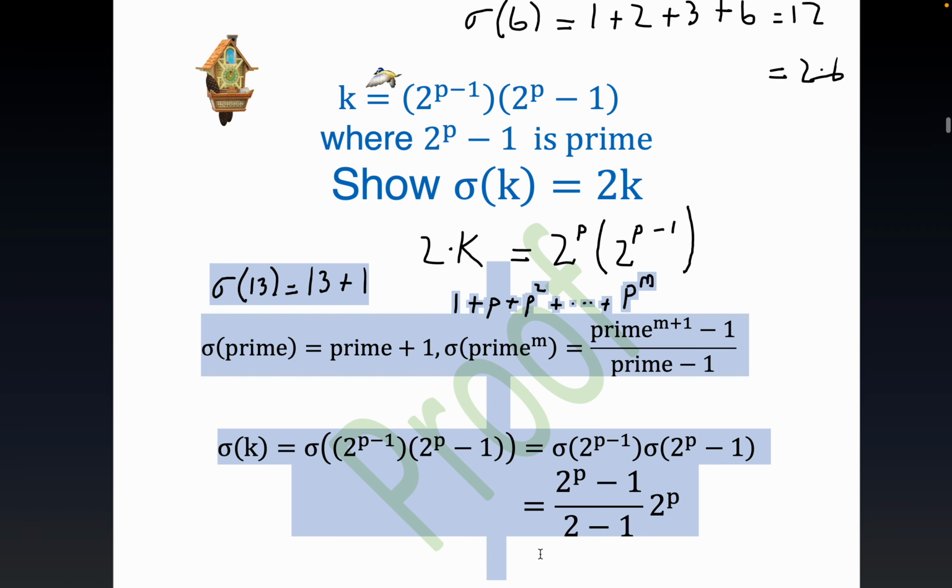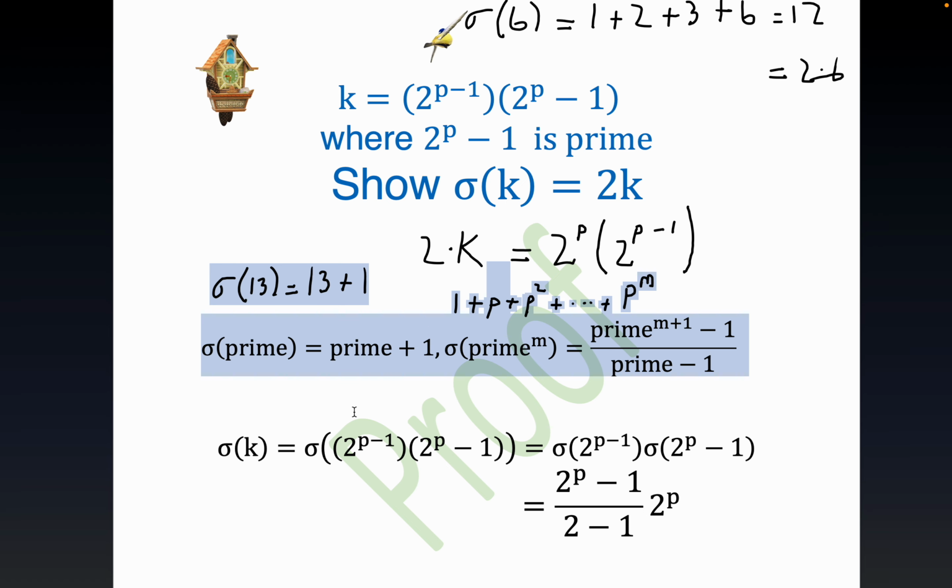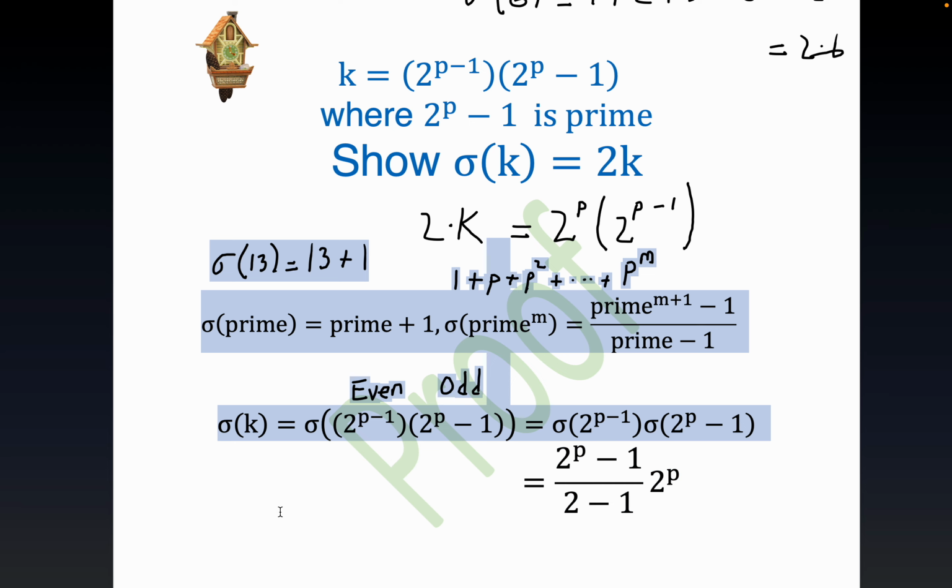Also something quite useful here is to notice that the sigma function requires the inputs to be relatively prime before you can split it. Now, notice that this is definitely an even number right here. This is even. Now, notice 2 to the p minus 1 is necessarily odd, right? So even and odd numbers are relatively prime. They share no common factors other than 1. Okay, so that means we can split these two guys apart.